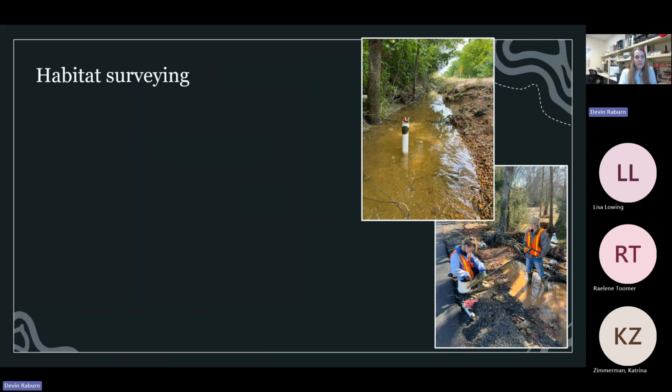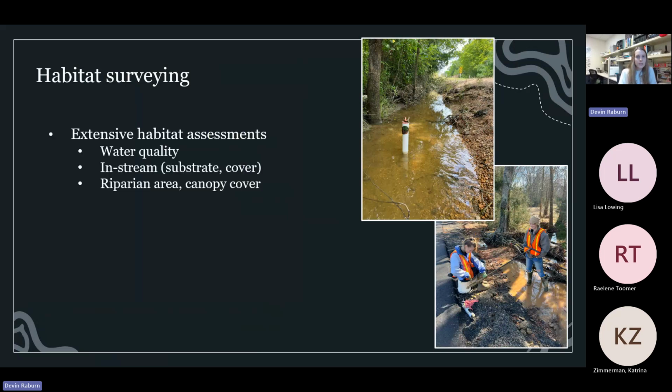And we also took some habitat assessments here. So we did a very extensive habitat assessment. We took water quality data, all of that information that you could think of. We recorded in-stream variables, so substrate, and in-stream cover, vegetation, pine straw, leaf litter, things like that. And we measured riparian area immediately outside of the stream or ditch, and canopy cover as well.